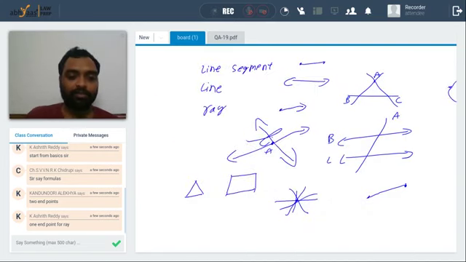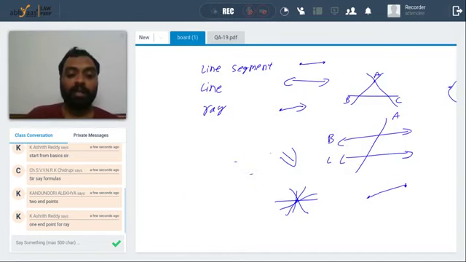Now we will see parallel lines and transversal. We will focus a little more on these parallel lines and transversal.